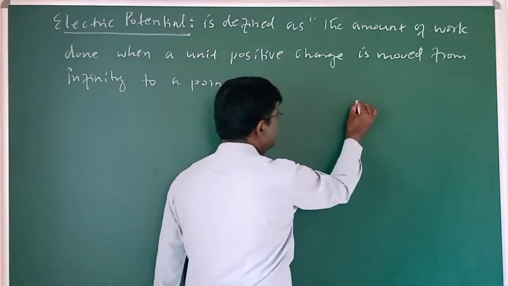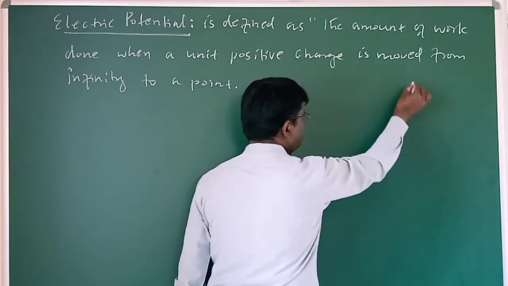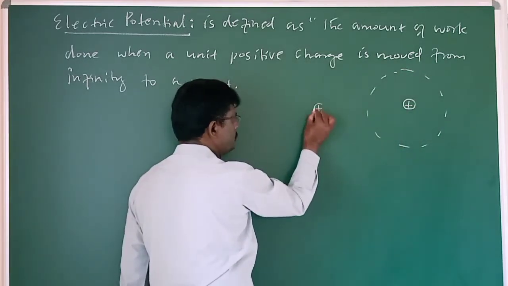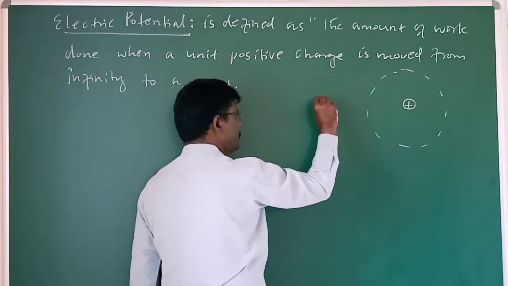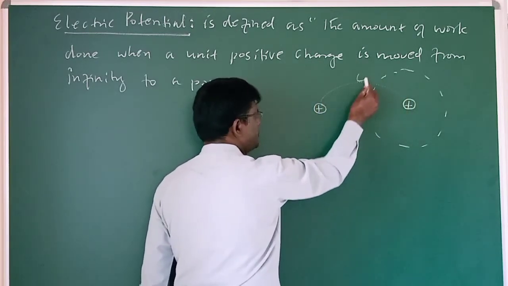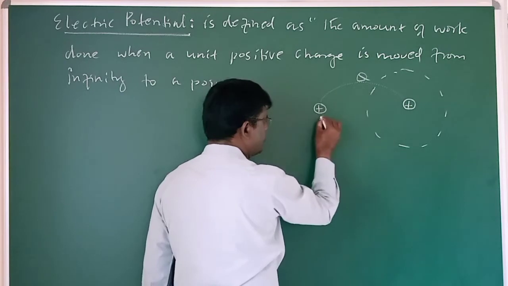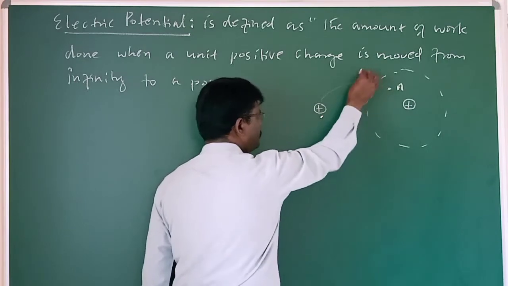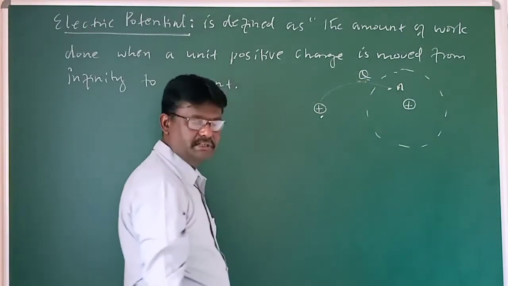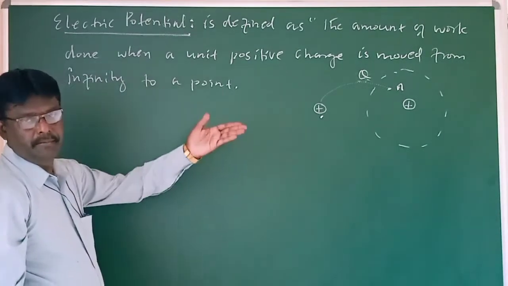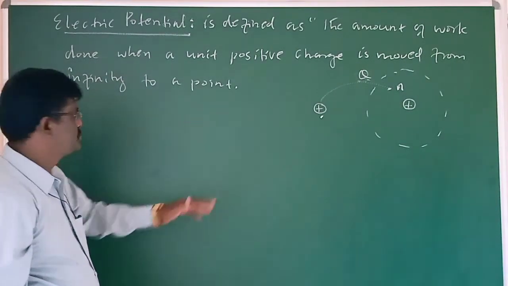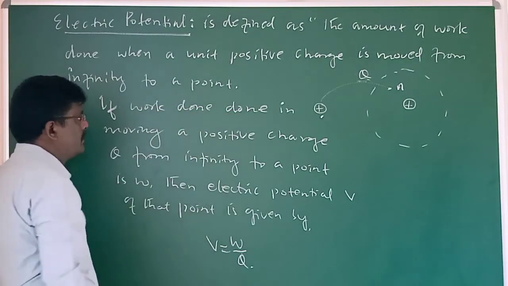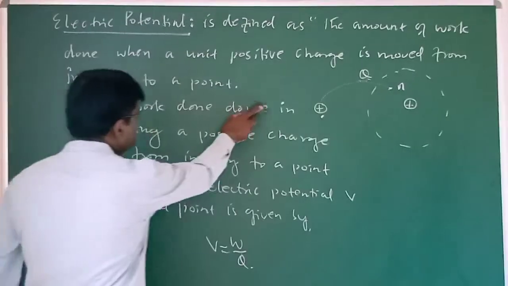Just look at here. This is the field due to this charge. Now here we have a unit positive charge. In order to move this charge from infinity to any point, then point A, work has to be done. That work done, we say what? Potential, electric potential. I repeated this one, try once.